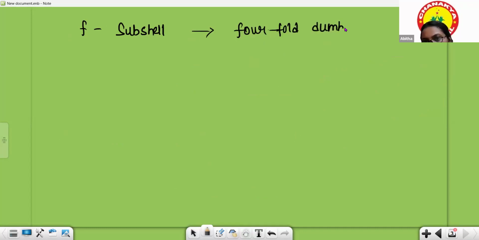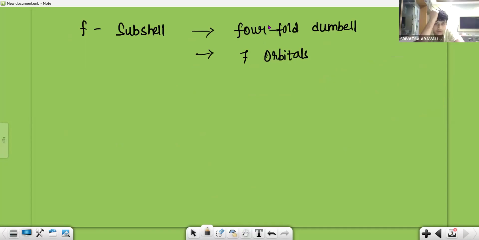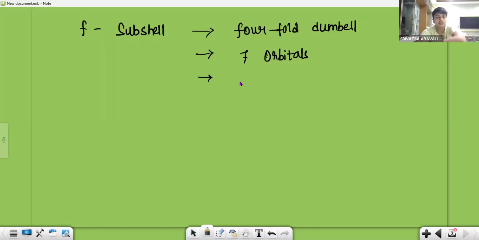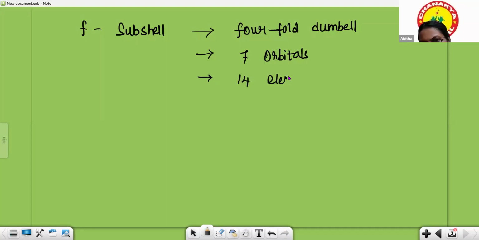F is a four-fold dumbbell. It has 7 orbitals. How many orbitals is it going to have? 7. So if there are 7 orbitals in the F subshell, how many electrons will there be? It's 14. So 14 electrons.